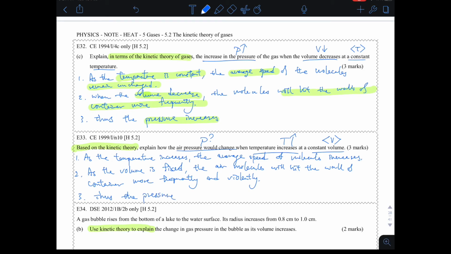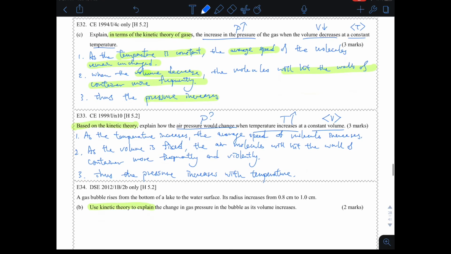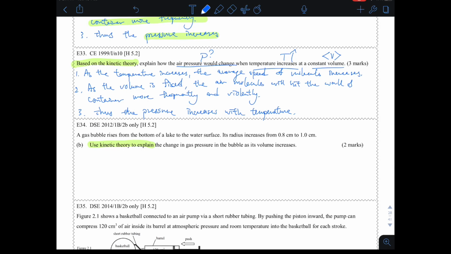And at the end, the pressure, what is the change? Increases with temperature. So this is the relation. 3 marks, 3 sentences.